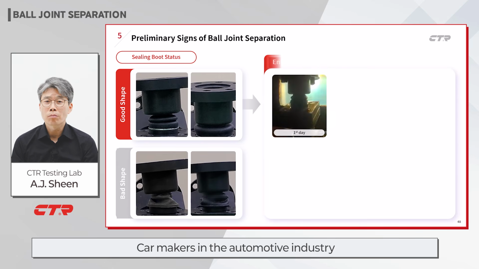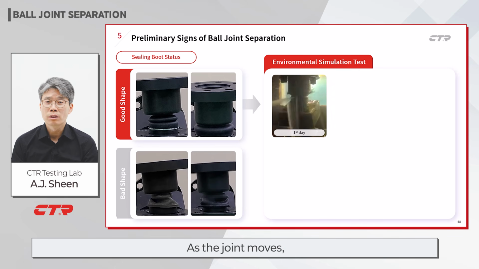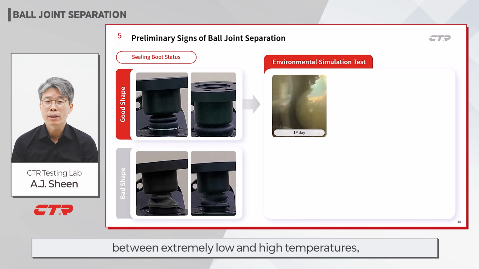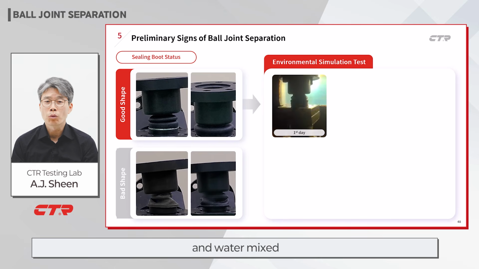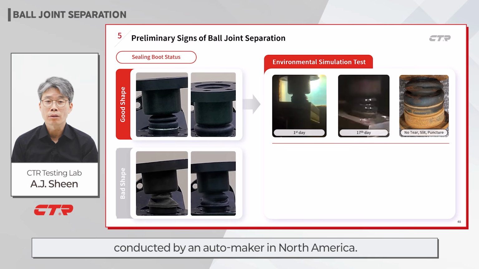Car makers in the automotive industry have their own environmental simulation test requirements. As the joint moves, the atmospheric temperature fluctuates between extremely low and high temperatures, and water mixed with mud and salt is periodically sprayed onto the joint. Here is an example of environmental simulation test results conducted by an automaker in North America.